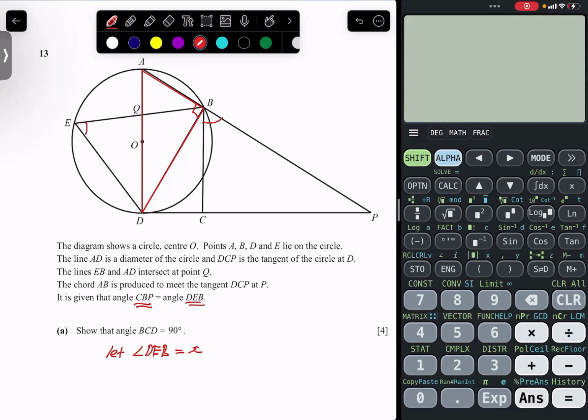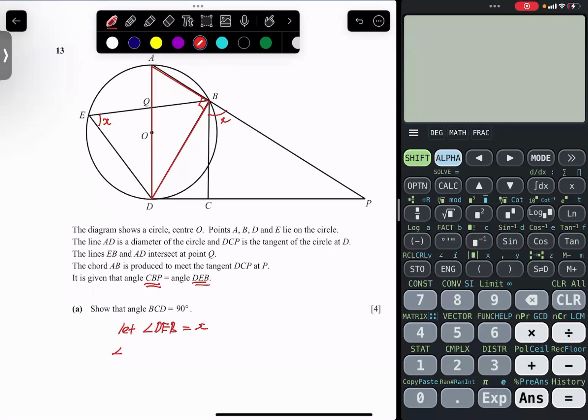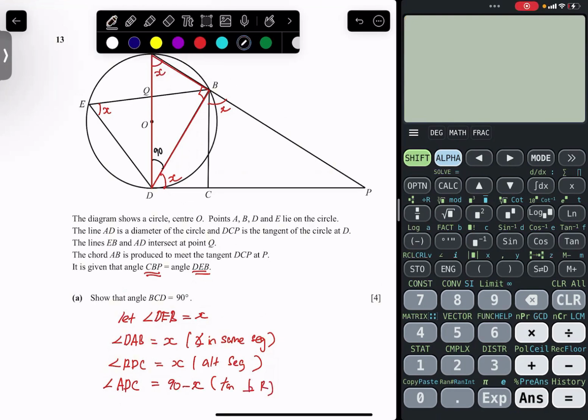Now, if this angle is x, this will be x. There will be a lot of angles that will be x as well, such as angle DAB is also equal to x. So let's label this angle as x. Because it's angles in the same segment, we have angle BDC also equal to x, because of alternate segment. This is also x. So angle ADC is equal to 90 minus x because of tangent perpendicular to radius. So we'll have this angle as 90 minus x.